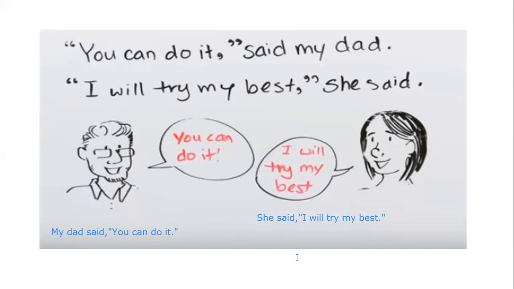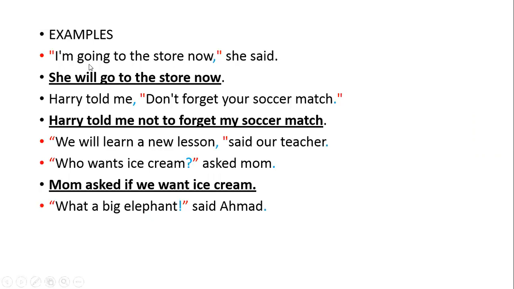If I change the place of the speaker. Let's check another example. Let's read this example together. "I'm going to the store now." Look at the quotation marks. If I want to indicate the direct speech of the speaker, this is the direct speech of the speaker. Okay?